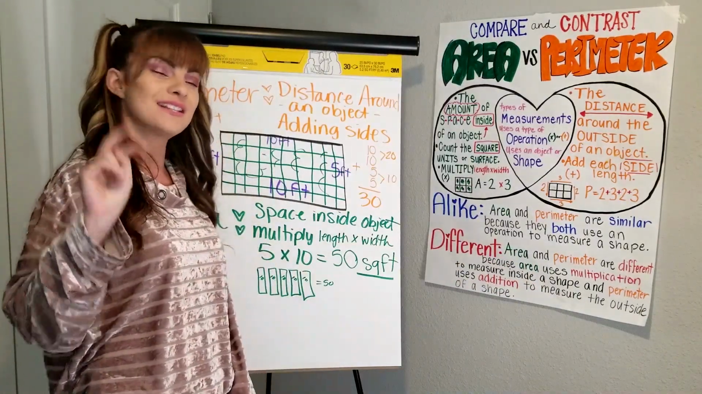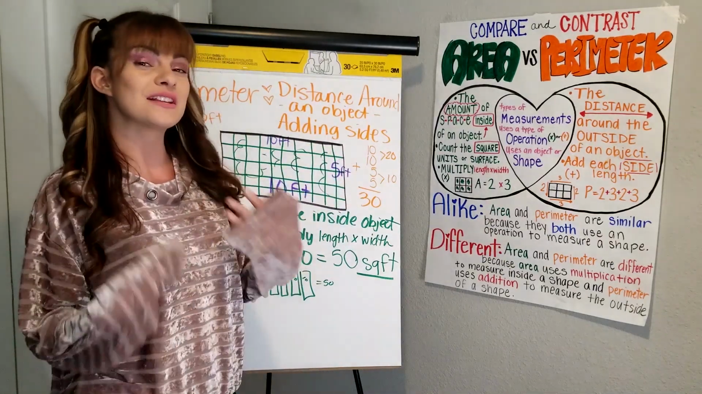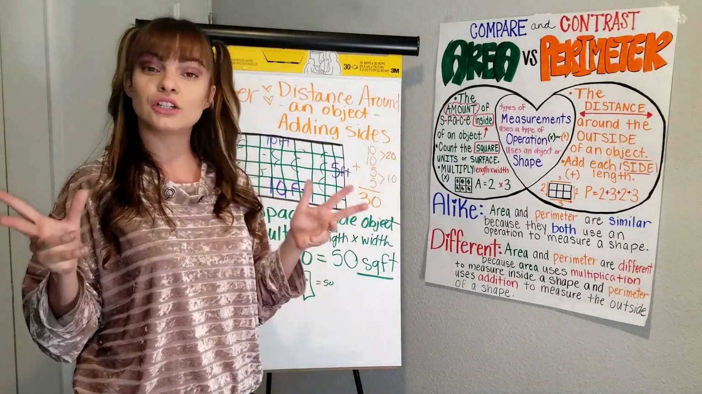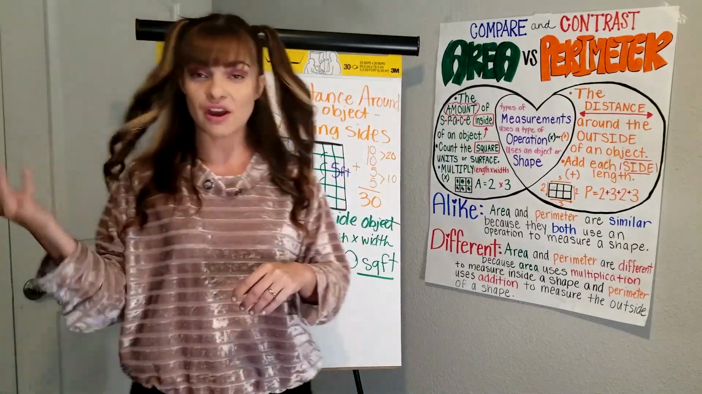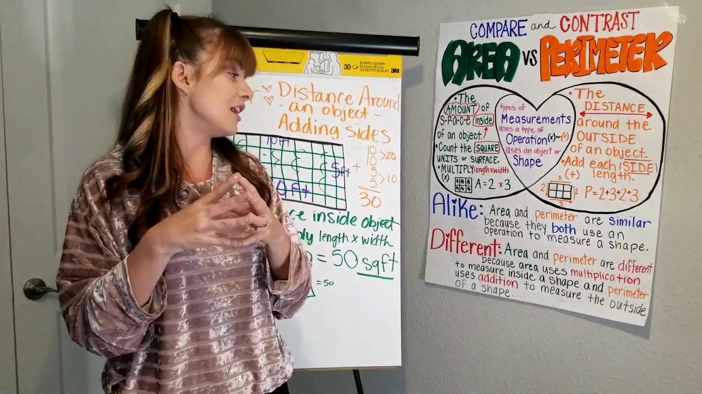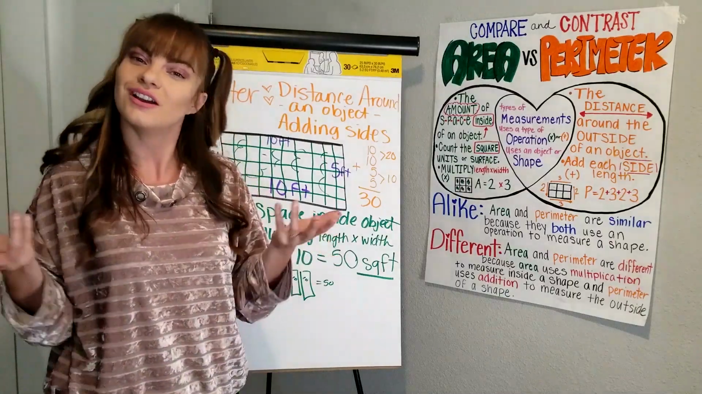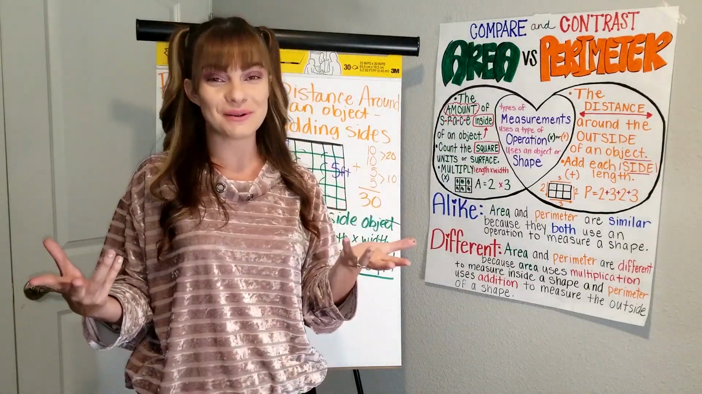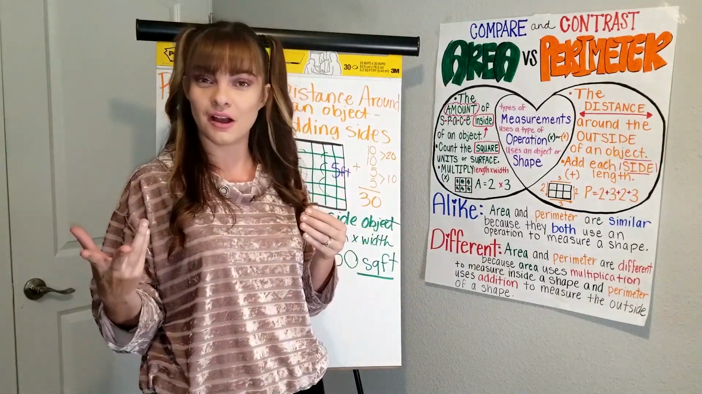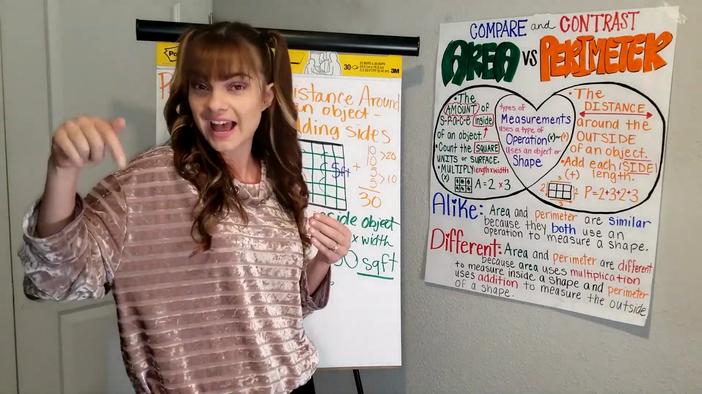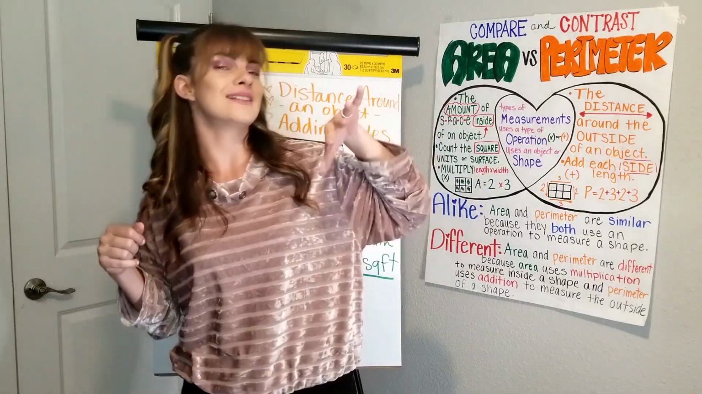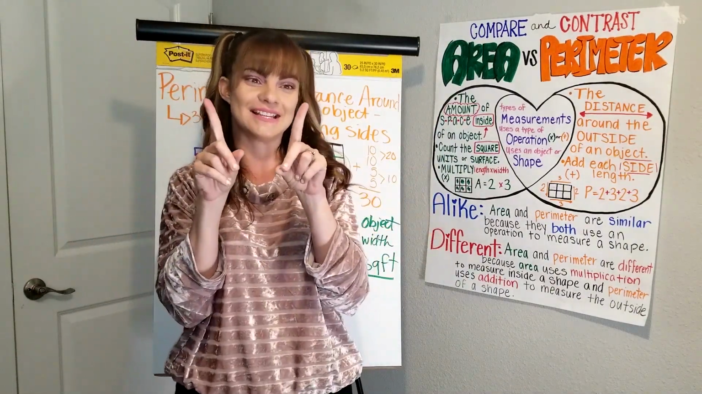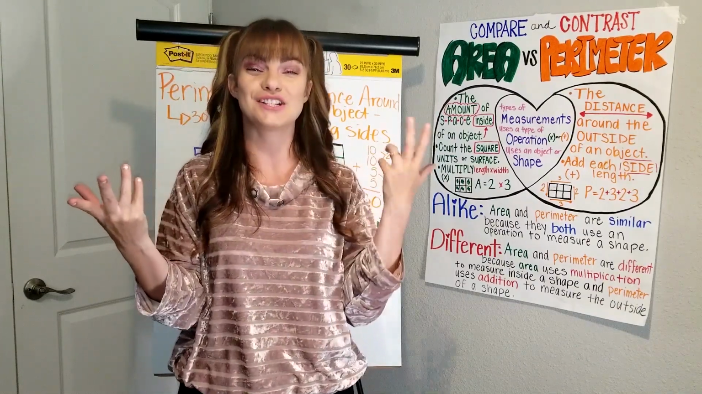I also wrote 2 sentence frames at the bottom of the poster to use as an example when we're comparing and contrasting, to show what terminology and vocabulary we should be using. A sentence we could use when comparing 2 objects would be: area and perimeter are similar because they both use an operation to measure a shape. A contrasting sentence we could model would be: area and perimeter are different because area uses multiplication to measure inside an object, and perimeter uses addition to measure the outside of a shape. So that is just 2 different sentences we could use while we're comparing and contrasting anything.